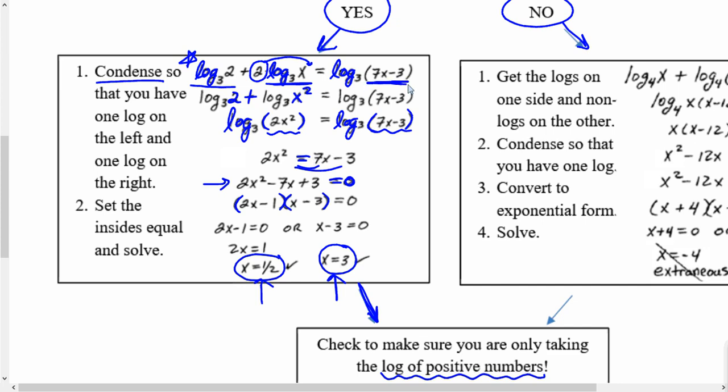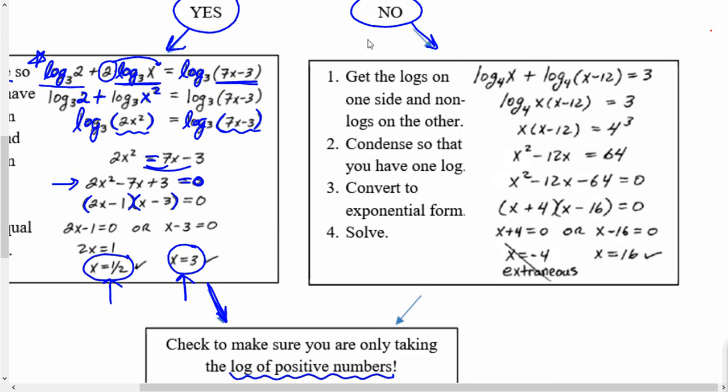How about if I plug them in here, though? If I plug in a half, 7 times a half minus 3, that's still positive, so that's good. 7 times 3 minus 3, that's still positive, so that's good. And that means both of my answers that I got down here will work.